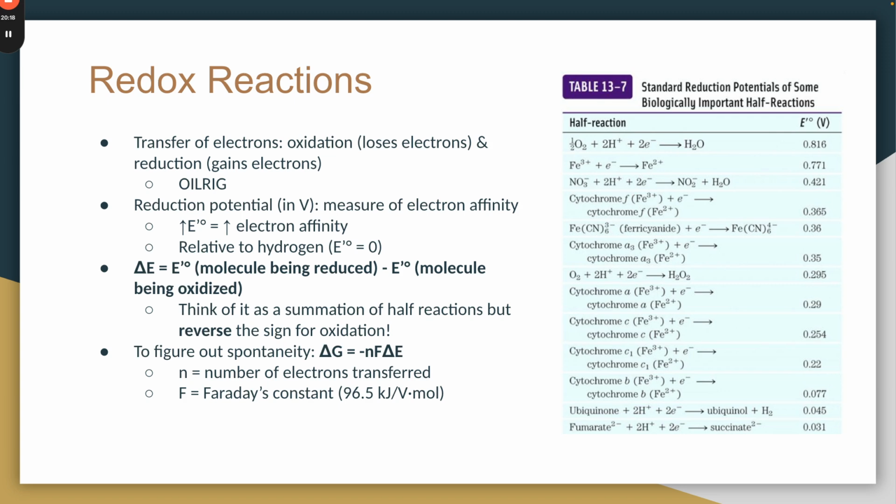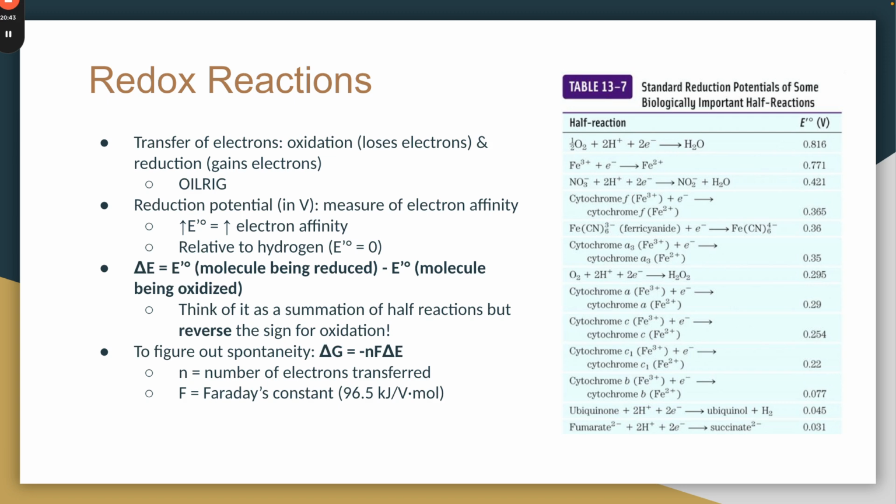Delta E equals E prime of the molecule being reduced minus E prime of the molecule being oxidized. So if a molecule is being reduced, you take that value and subtract the value of the molecule being oxidized. Think of it as a summation of half reactions, but reverse the sign for oxidation. That's important. You have to reverse the sign for oxidation.